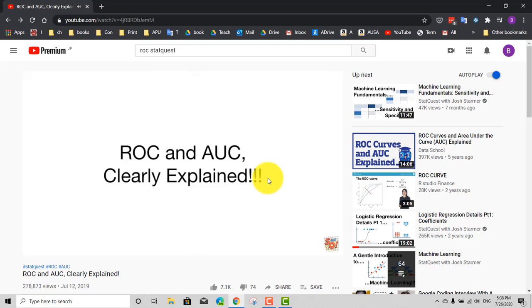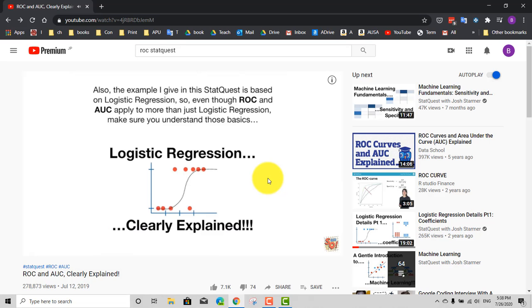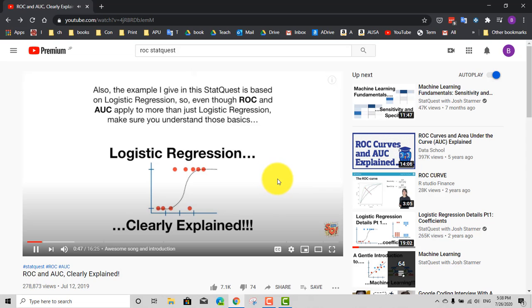Today we're going to talk about ROC and AUC, and they're going to be clearly explained. Note, this StatQuest builds on the confusion matrix and sensitivity and specificity StatQuests. So if you're not already down with those, check out the quests. Also, the example I give in this StatQuest is based on logistic regression. So, even though ROC and AUC apply to more than just logistic regression, make sure you understand those basics.